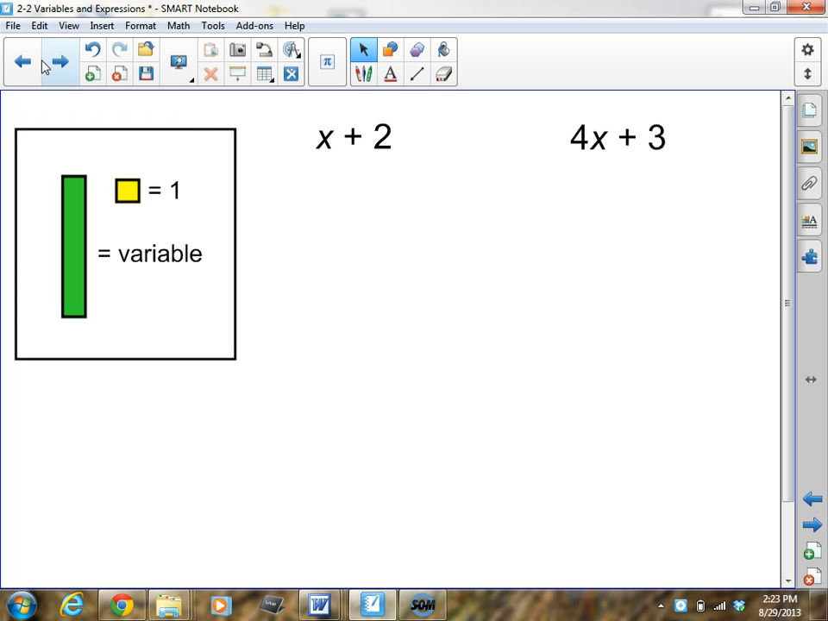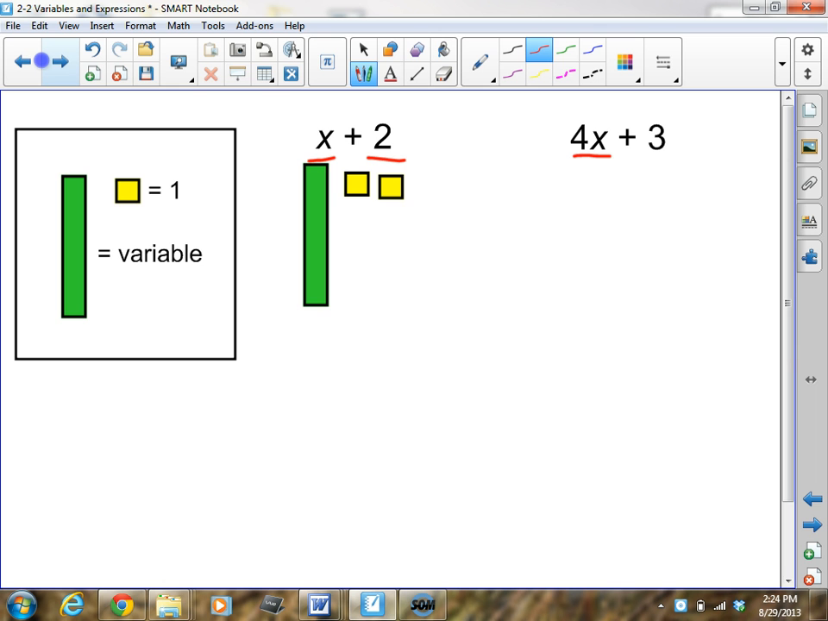All right, we have one more practice because I want to make sure this is down. So in this case, I have 2 ones and I have 1 variable. So I'm going to go 1 variable and then 1, 2 ones. So 1 variable and then 2 ones. It's as simple as that.